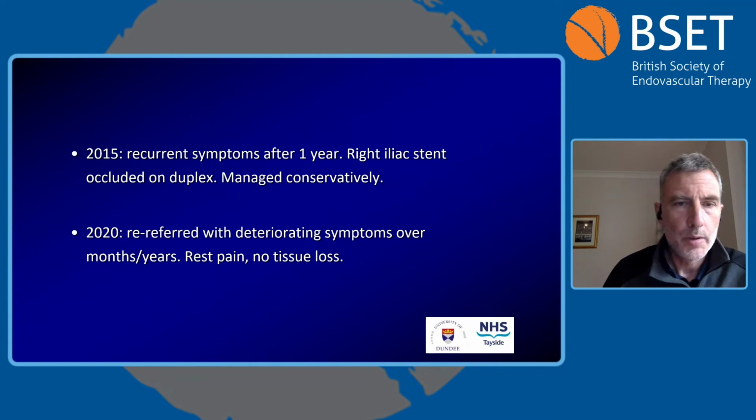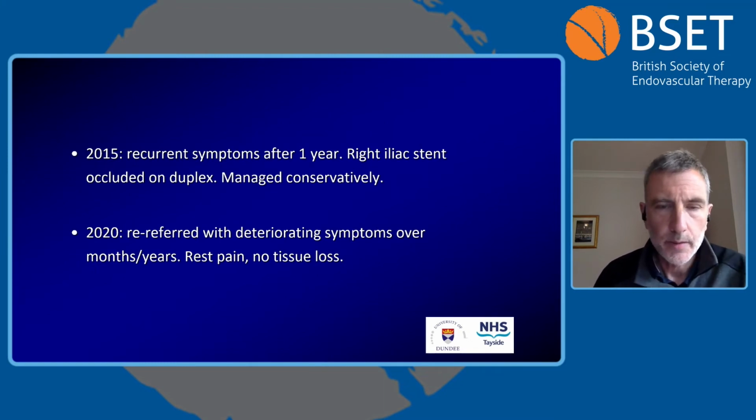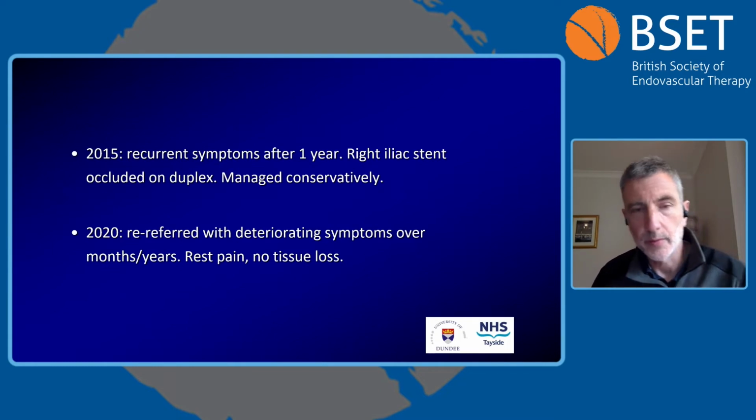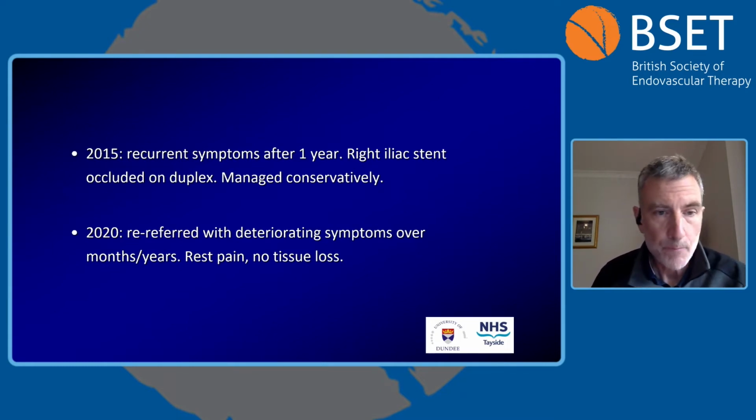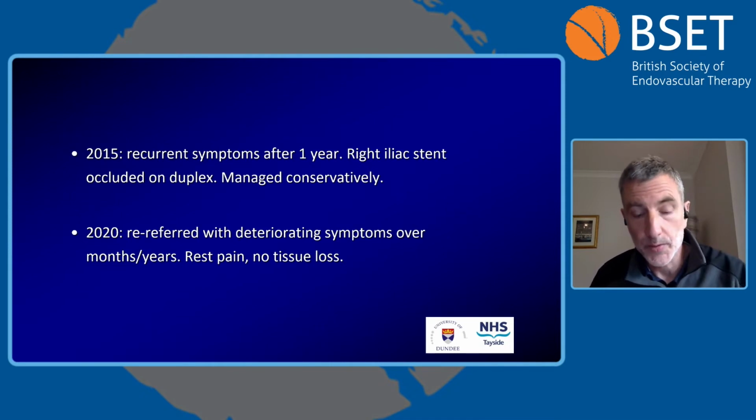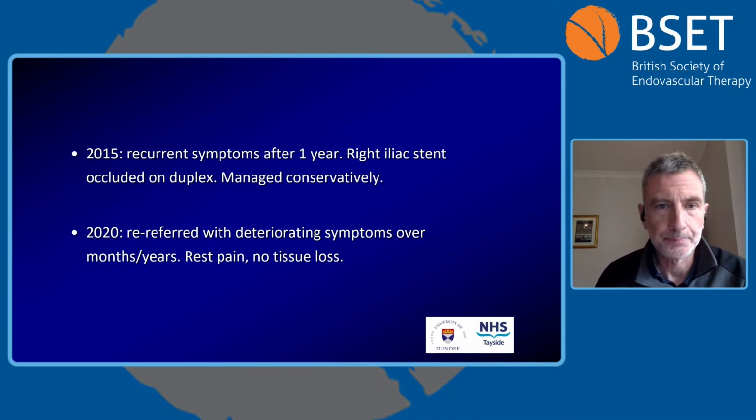So he was seen again a year later, 2015. His right iliac stent had occluded on duplex. He had recurrent disabling claudication. I think by this time he'd retired, so he wasn't keen on further intervention. He was managed conservatively. Some 5 years later, just at the tail end of last year, he was re-referred to us with deteriorating symptoms over several years, rest pain, sleep disturbance, but no tissue loss.